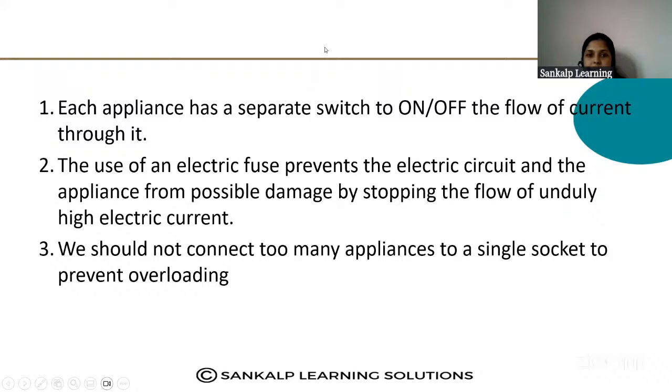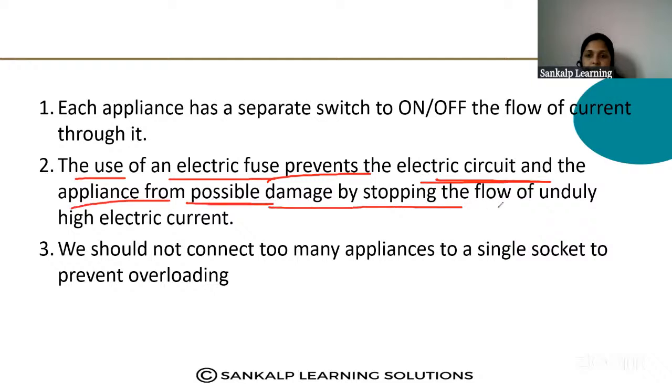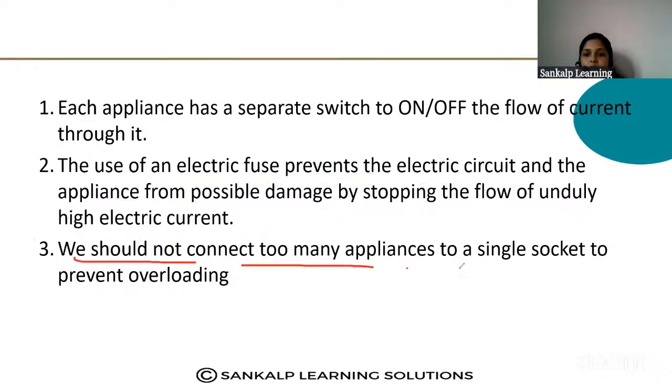Each appliance has a separate switch to turn the flow of current through it on and off. The use of an electric fuse prevents the electric circuit and the appliances from possible damage by stopping the flow of unduly high electric current. And third, we should not connect too many appliances to a single socket, to prevent overloading. These are some methods that are used to prevent overloading in a circuit.